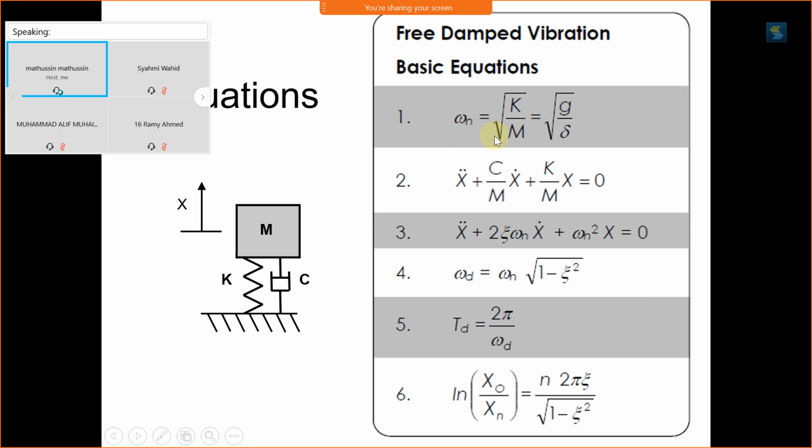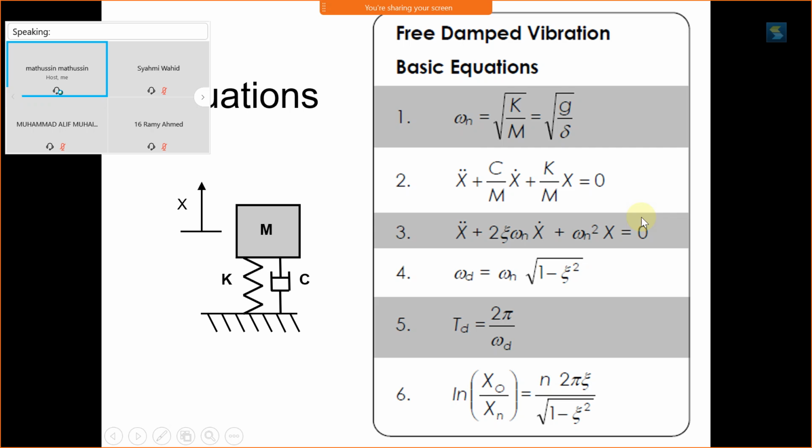Alright, so basically for some questions we are given the parameters of spring stiffness and also mass, or some questions we are given in terms of g, or gravity, and deflection. Alright, so jangan terkejut lah kalau setengah soalan dia bagi dalam bentuk g and deflection, because natural frequency basically can be related based on k, m, g and deflection.